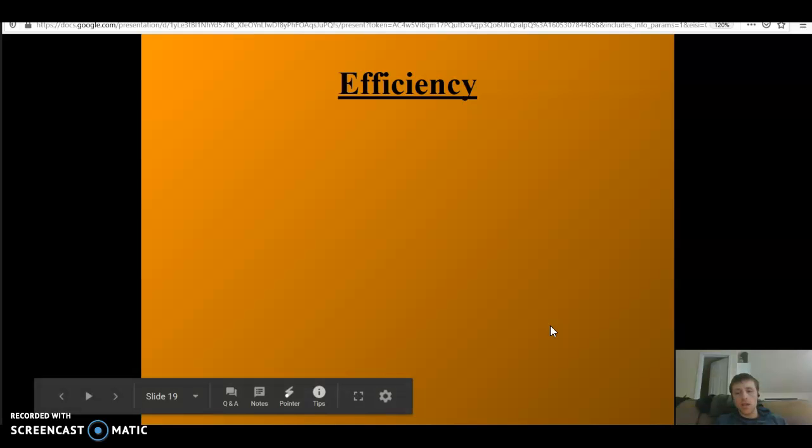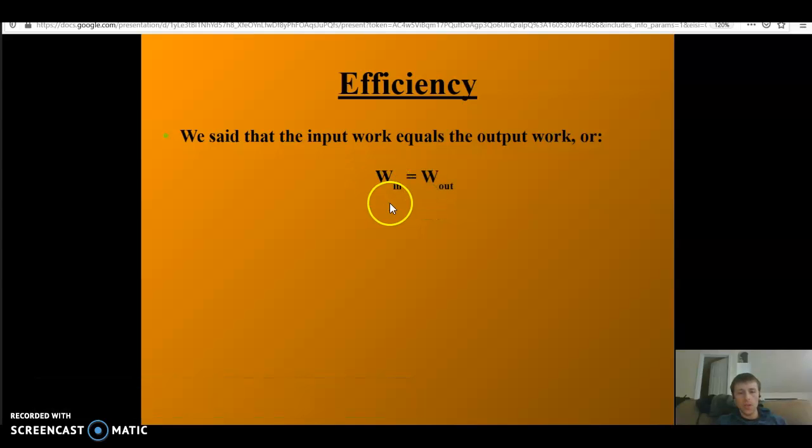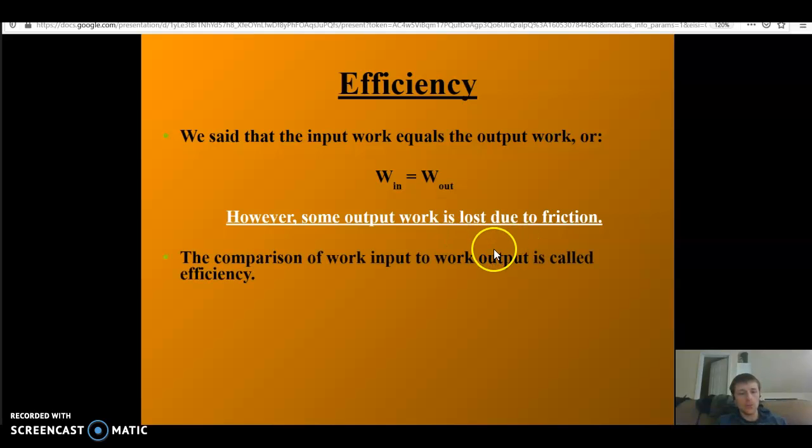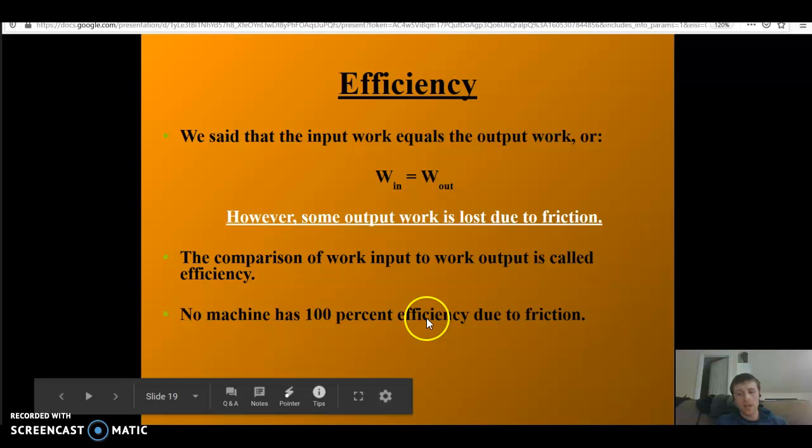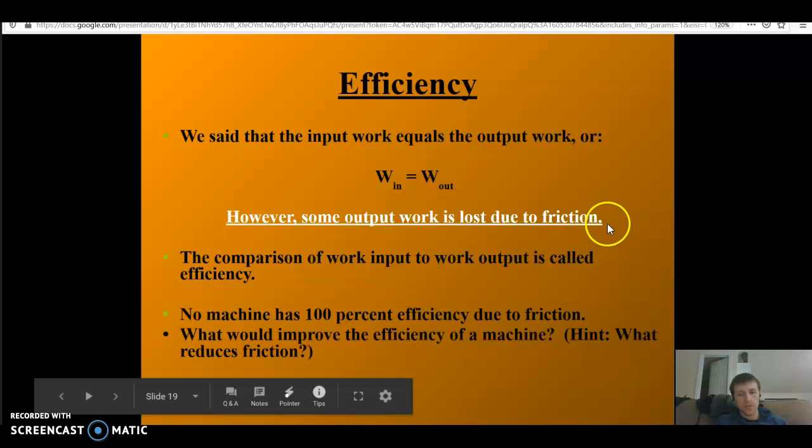Next, we're going to take a look at efficiency. So with efficiency, we have the following. Work in, work out, right? However, some output work is lost due to friction. Friction is one of those pesky things we can never fully get rid of in the real world. So we can figure out efficiency by looking at how much work we put in and gauging how much work we got out. No machine is ever 100% efficient. We are always losing something.